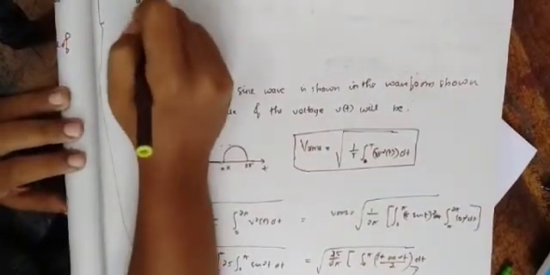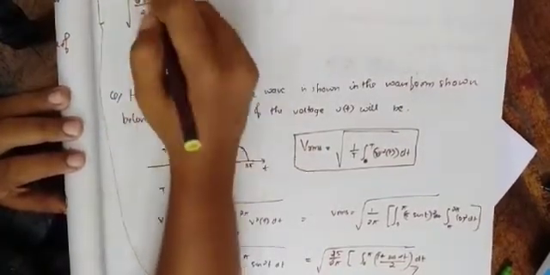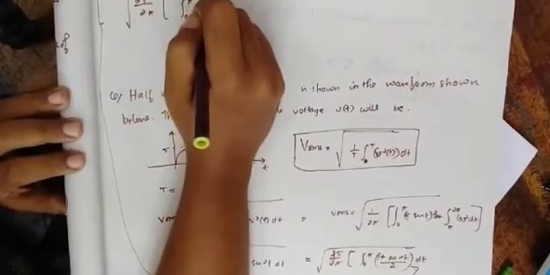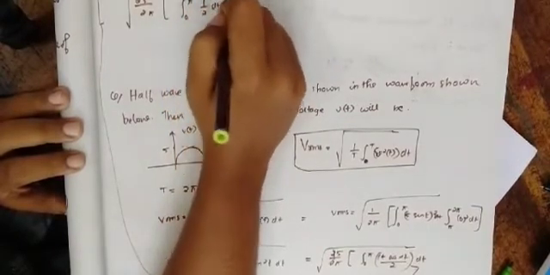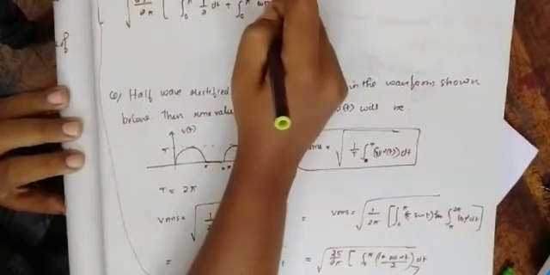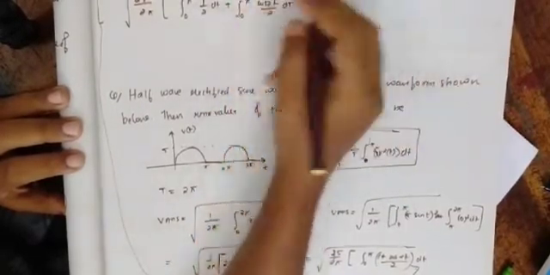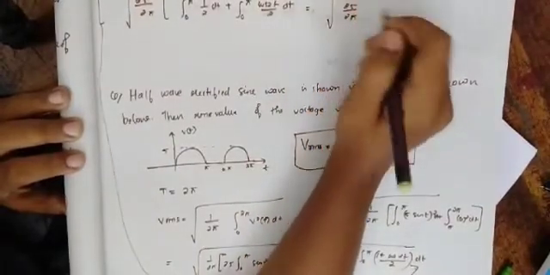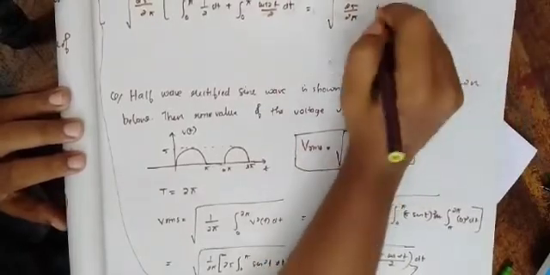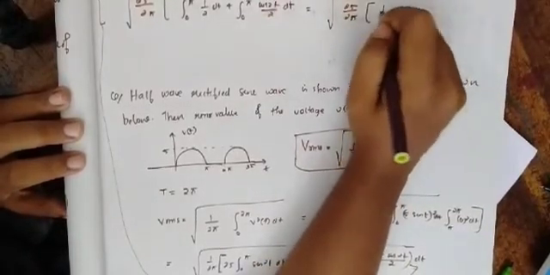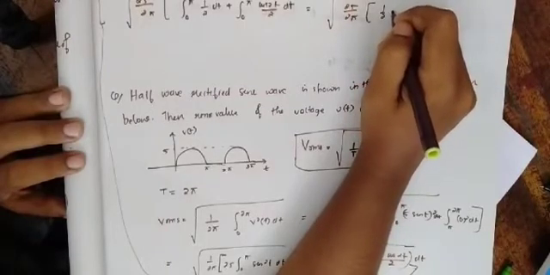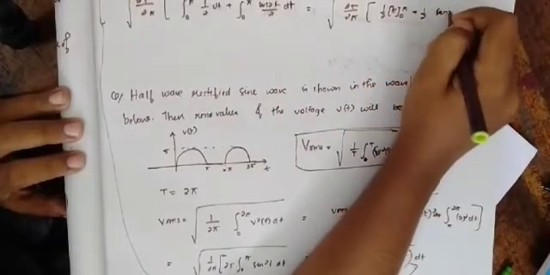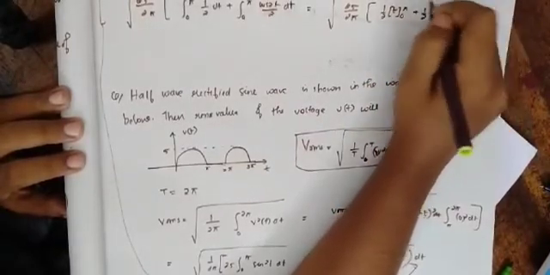Now it is 25 by 2 pi integral 0 to pi 1 by 2 dt plus integral 0 to pi cos 2t divided by 2 into dt. Okay, so I am going to integrate it. We'll get 25 divided by 2 pi, and the integration of 1 is t, right? So t from 0 to pi plus 1 by 2 into sine 2t divided by 2, 0 to pi, okay?